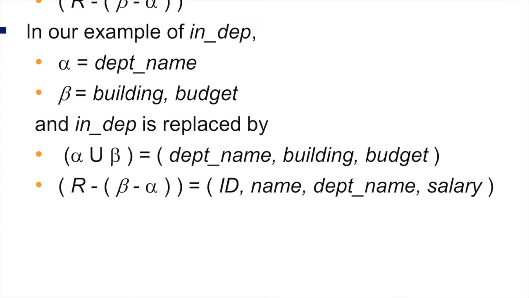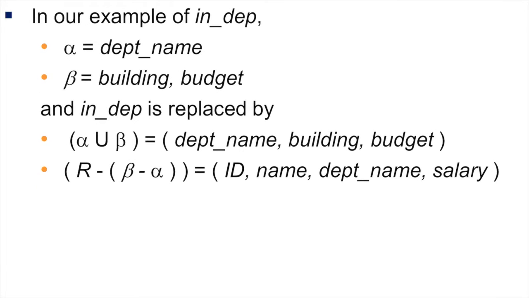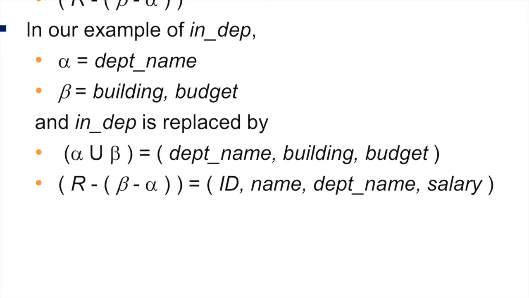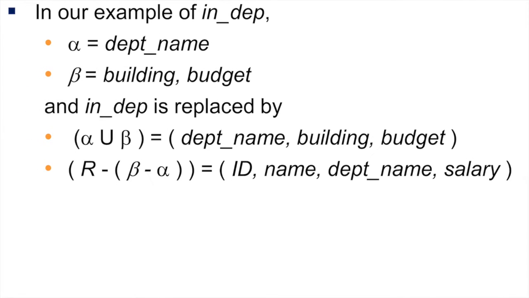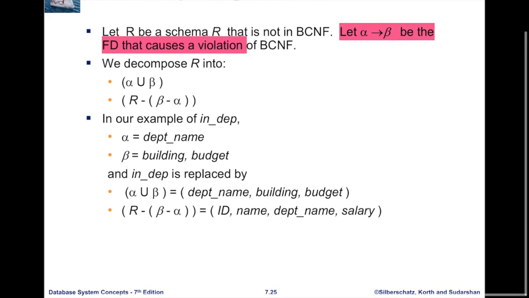And then, the remaining table will be R minus something. And yung something na yun ay, in this case, we have beta natin is building budget minus department name. So, building budget. So, the rest of the entire R minus building budget. So, matitira sa second table natin, si department name pa din. So, if we will use this decomposition, then we are guaranteed that this is in Boyce-Codd normal form.